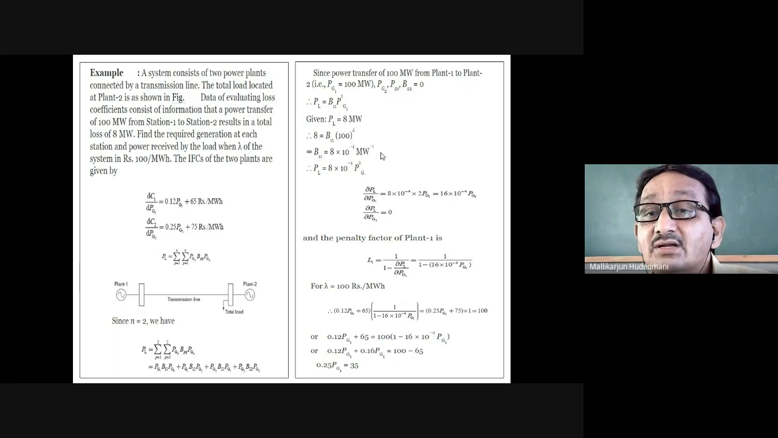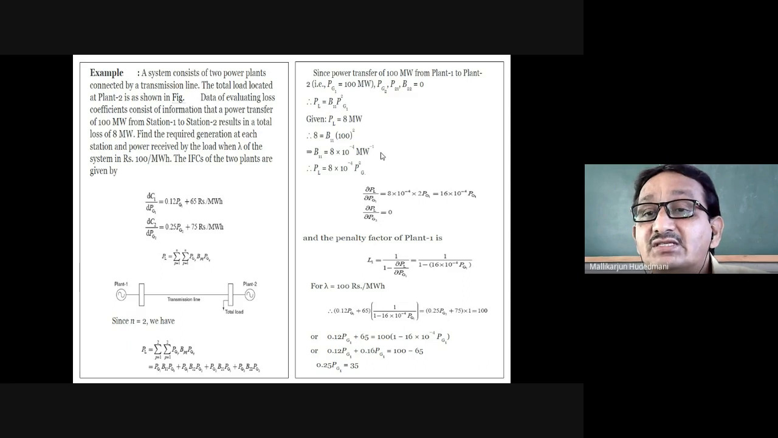0.12 PG1 plus 65. What is this? DC1 by dPG1 into L1, which is 1 divided by 1 minus 16 into 10 to the power minus 4 PG1, should be equal to what? 100. That gives me a simplified algebraic equation. So that algebraic equation contains PG1 and PG2. Together they should meet the value of 100 megawatt.